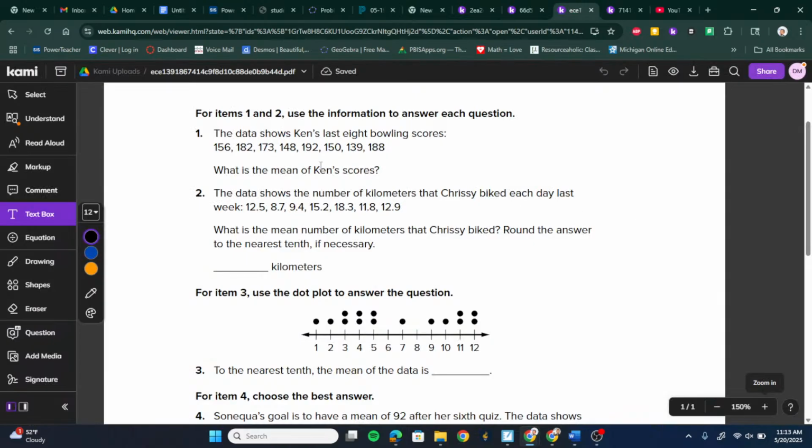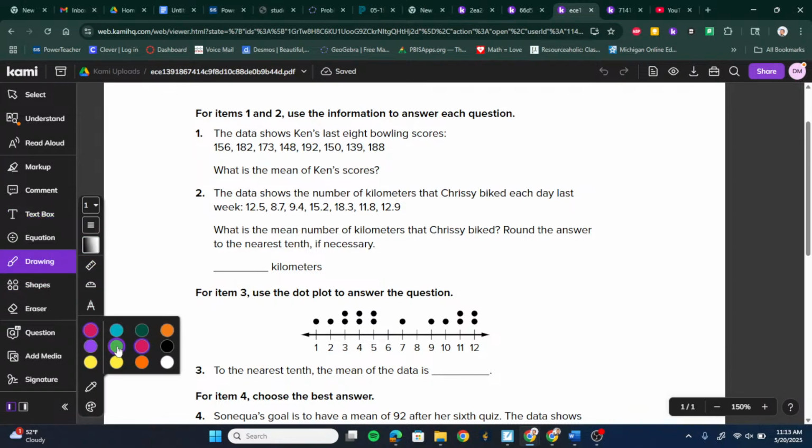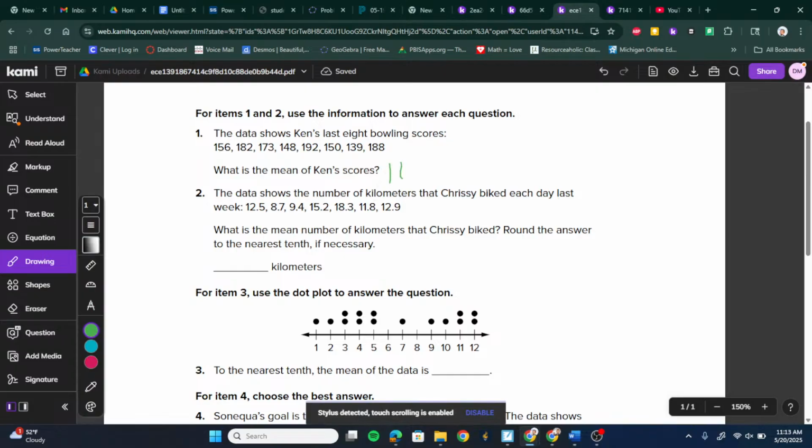Now on the mean. When you add these scores up and divide by 8, let's see if I've included it. No, I just did it. So adding all the scores up and dividing by 8, you will get 166. When you add all these scores up and divide them by 1, 2, 3, 4, 5, 6, 7, you will get 12.7 when you round to the nearest tenth.